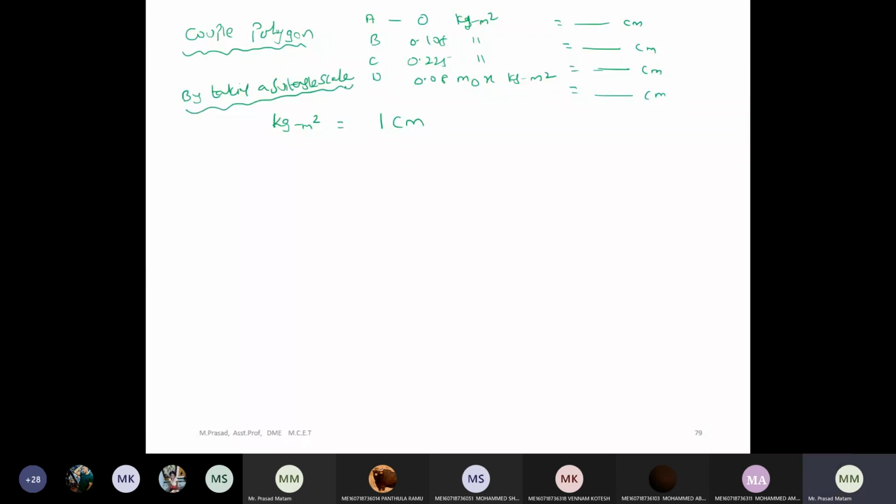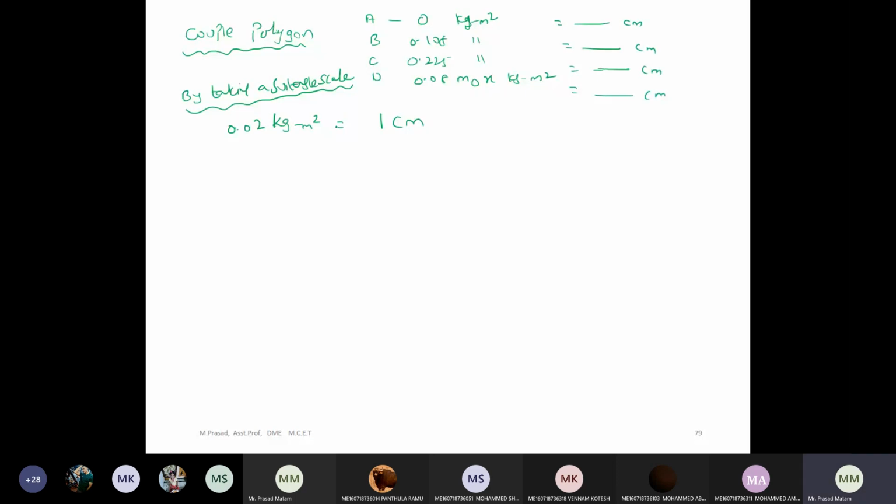Okay, this I can draw by taking a suitable scale. Here I'm having 0.108. How can I solve this one? Can anyone answer this? Let me take 0.02 kg meter square. Let me check this value. 0.02 kg meter square is equal to 1 centimeter. I am taking it randomly. So solve this value and give me the answer. For 0.108, how much can I get?